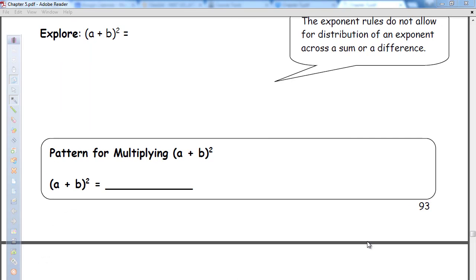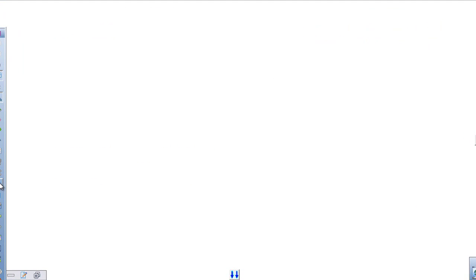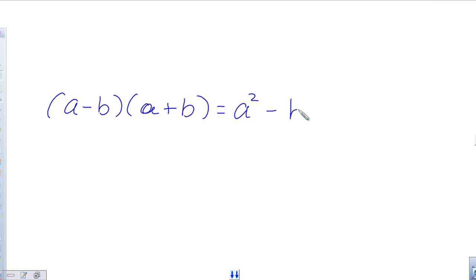All right, so last time we looked at a minus b times a plus b, right? Okay, a minus b times a plus b. And we said that comes out to be what? A squared minus b squared.